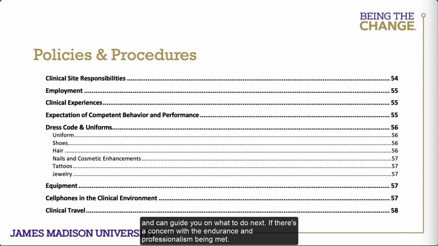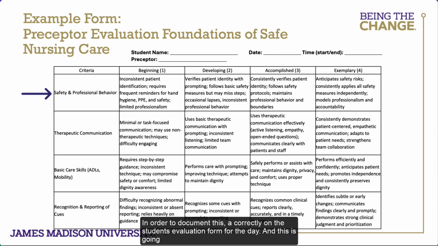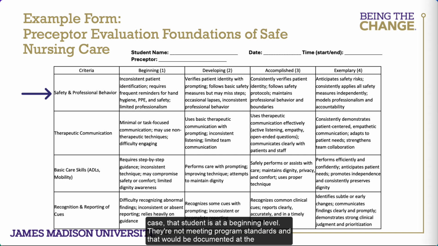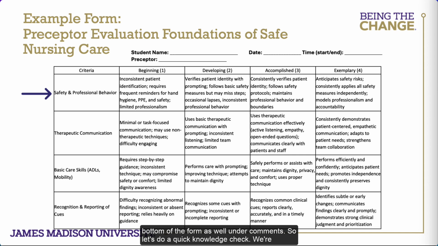In order to document this correctly on the student's evaluation form for the day, and this is going back to a student who's using a cell phone inappropriately in the clinical setting. Again, read the rubric and really under that professional behavior header, identify where would the student fall. And in this case, that student is at a beginning level. They're not meeting program standards, and that would be documented at the bottom of the form as well under comments.